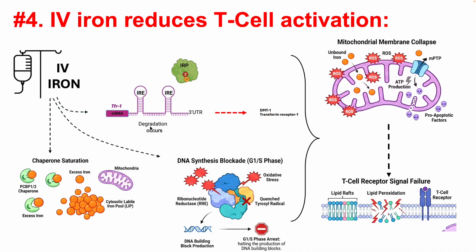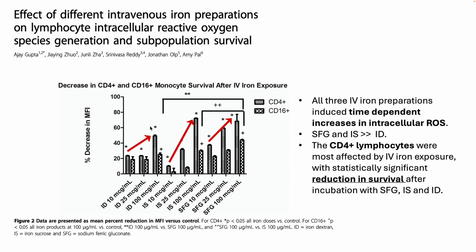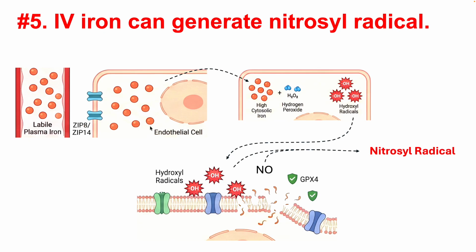Too much labile iron in the cytoplasm also reduces the activity of chaperone proteins, which is needed to carry iron inside mitochondria. In this study, all forms of IV iron showed dose-dependent increase in reactive oxygen species formation and decreased survival of CD4 cells and monocytes.